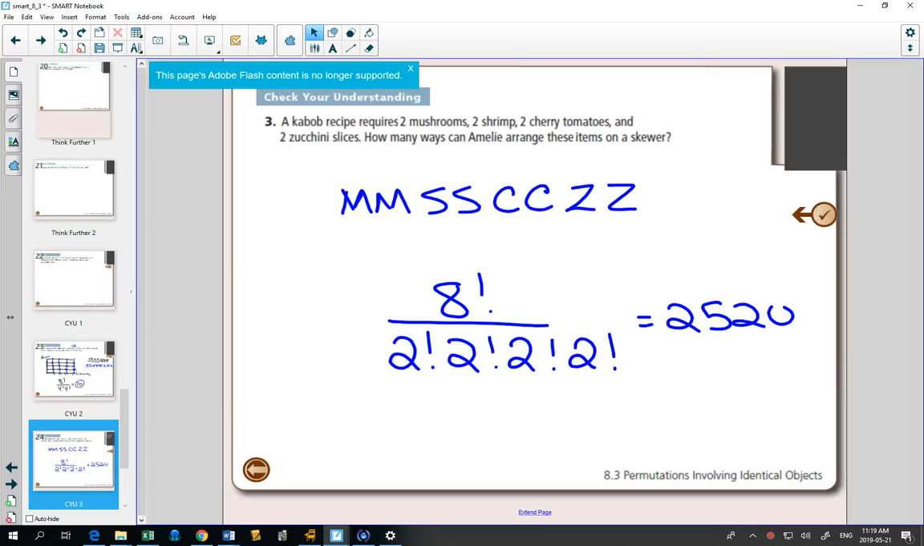So she could invite 2,520 people to her backyard and make sure nobody got the same kebab skewer as somebody else. Whew. Pretty safe.